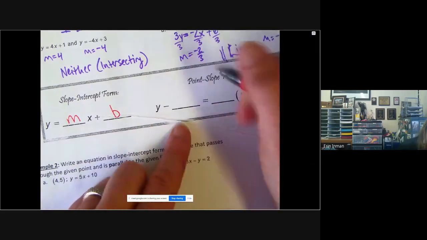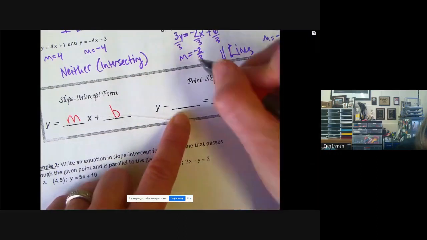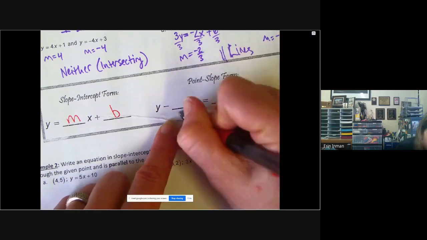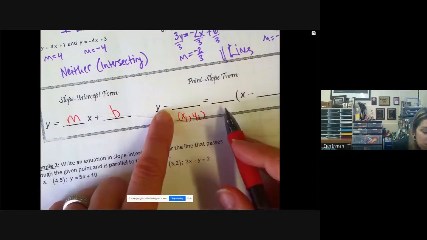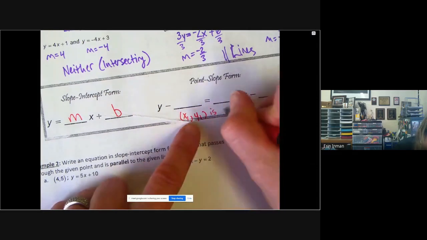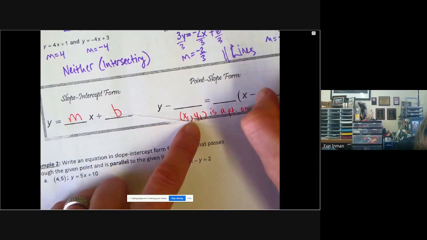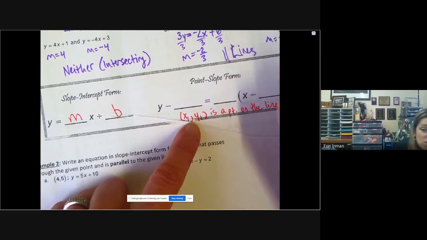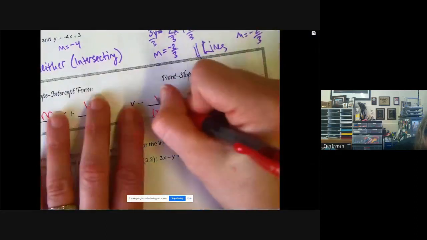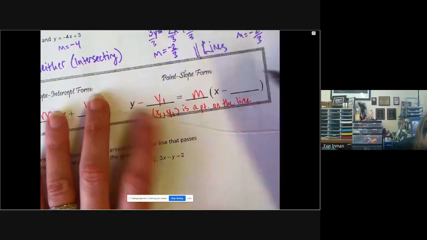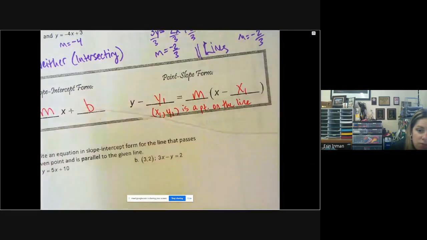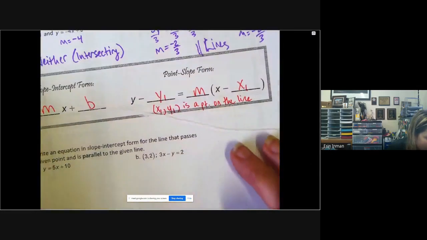Okay, so our point on the line that we're going to use is just x1, y1, so we're not confused with which one it's supposed to be. So x1, y1 is a point on the line, where the line has to go through that point. Okay, and so then our formula is just y minus y1 equals m times the quantity x minus x1. Okay, so let's look at that in action here.